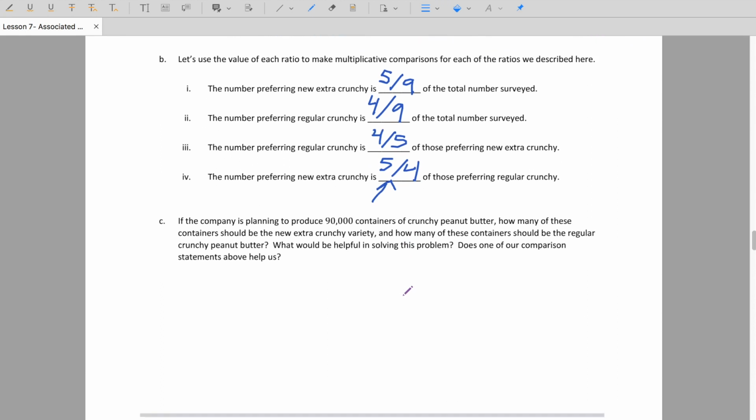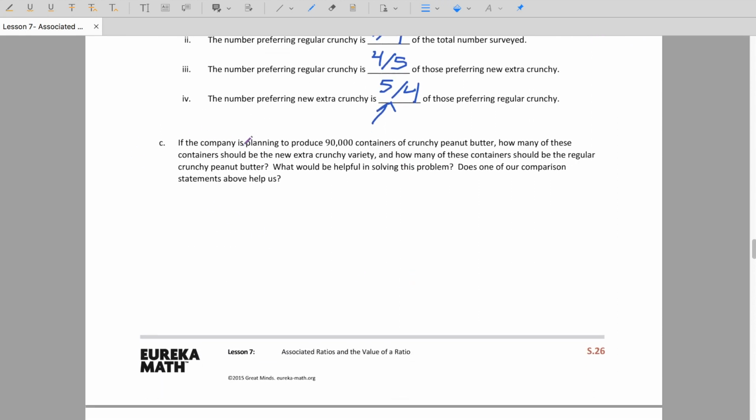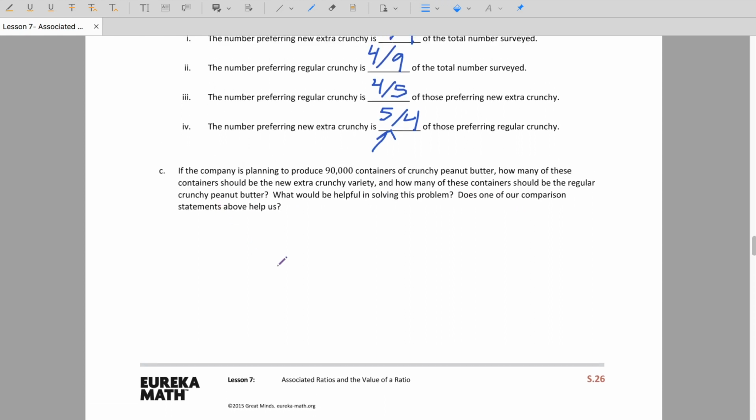Let's do part C. If the company is planning to produce 90,000 containers of crunchy peanut butter, how many of these containers should be the new extra crunchy variety, and how many of these containers should be the regular crunchy peanut butter? What would be helpful in solving this problem? Does one of our comparison statements above help us? So they want to make 90,000 jars of peanut butter. Okay, and we need to figure out how many should be extra crunchy and how many should be regular crunchy.